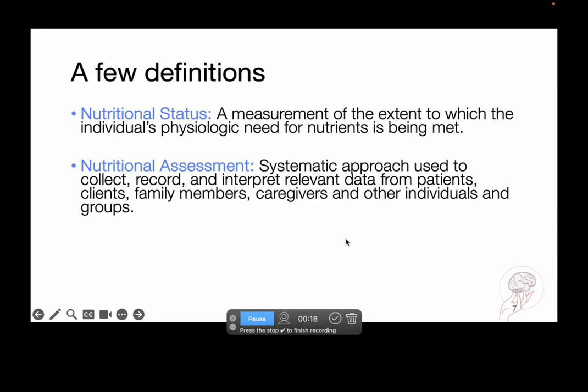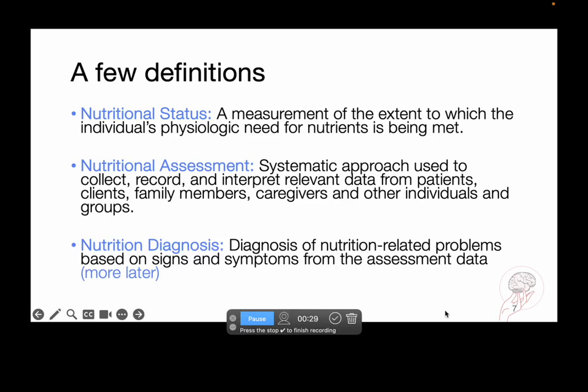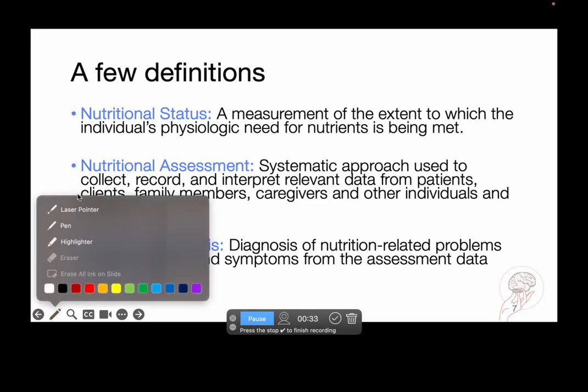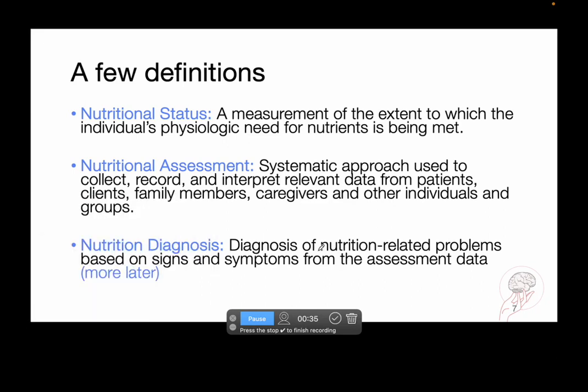Nutrition assessment is the systematic approach used to collect, record, and interpret relevant data from patients, clients, family members, caregivers, and other individuals and groups. And then nutrition diagnosis is a diagnosis of the nutritional related problem. I'm really going to highlight this, nutritional related problems, not necessarily just medical.